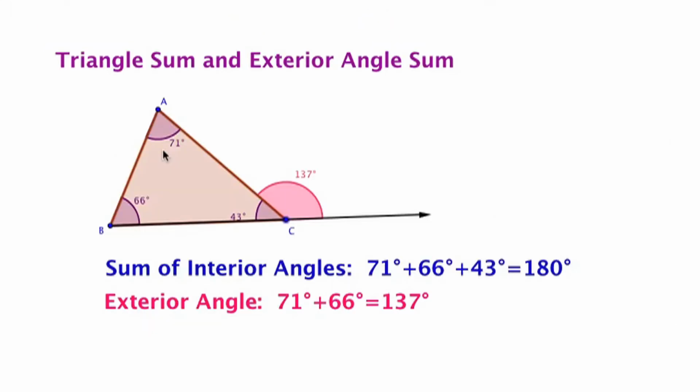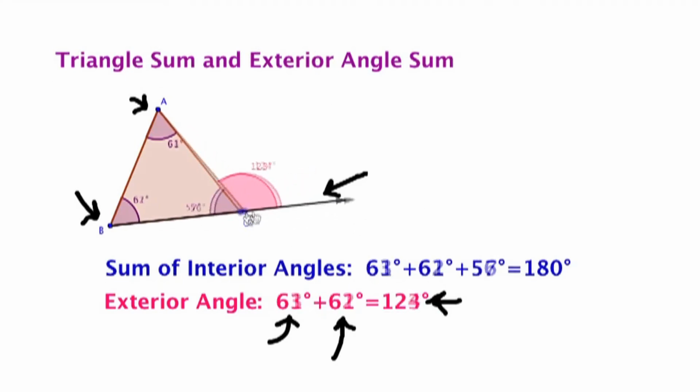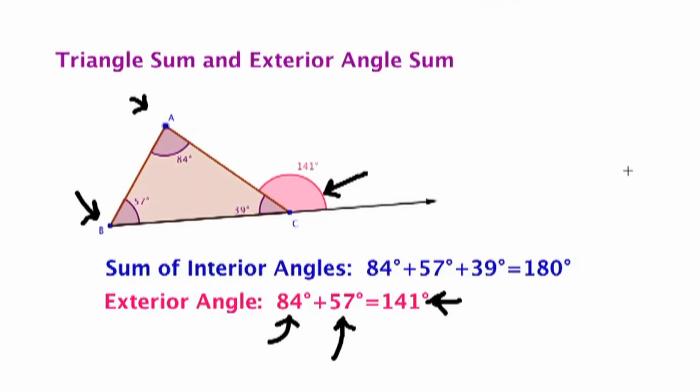So let's look at another GeoGebra construction. Here we have the sum of the interior angles, but also the exterior angle, which is the sum of the 2 remote interior angles, which in this case are angles A and B. So A is 71 and angle B is 66, and the exterior angle is the sum of these, which in this case is 137. But I can change this and we can see this relationship holds true.